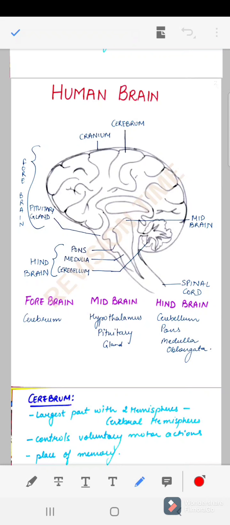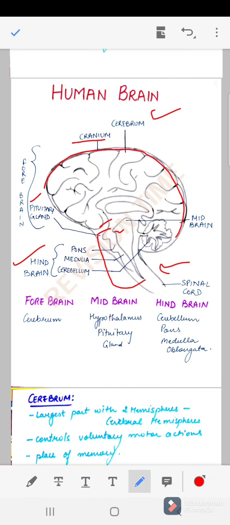So here, first of all, we have this spinal cord. In the forebrain, we have the cerebrum. This is the cerebrum, this complete arc. And we have the cranium. Cranium is the skull part of the brain, right? The hard part. Then we have the midbrain. This is the midbrain. So the midbrain is having the hypothalamus and the pituitary gland. Then we have the hindbrain. Hindbrain is having the cerebellum, the pons, and the medulla oblongata. These are the three parts here, and these are situated somewhat here only, right?